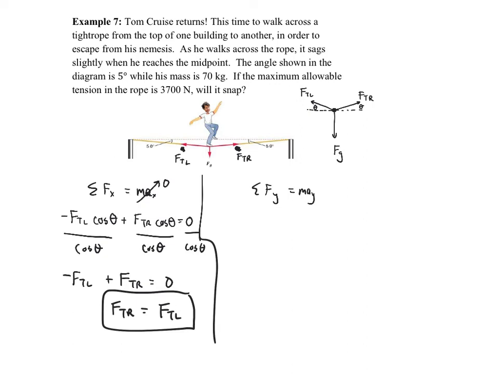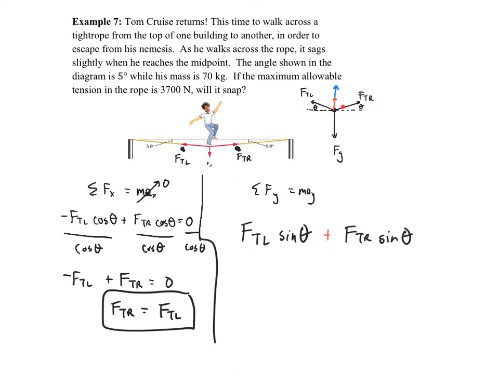The tension in both directions, FTL and FTR, is the same value. That's the key here. Because in the y direction, let's take a look at what we've got now. In the y direction, the force that's pulling up, FTL sine theta, is this component right here of this force. That's that component right there of that force. Plus, let me go back to black, FTR sine theta. That's this component, blue, of this force over here.